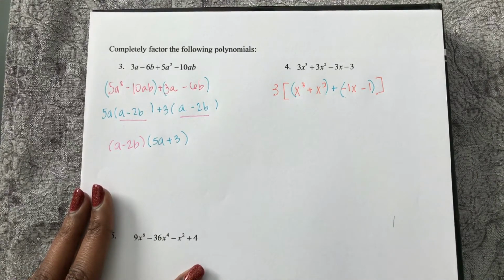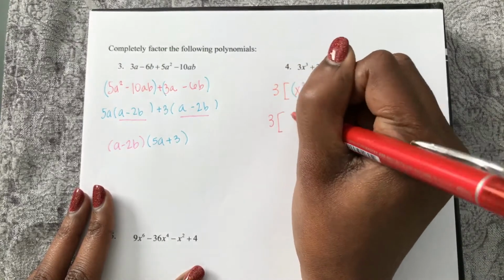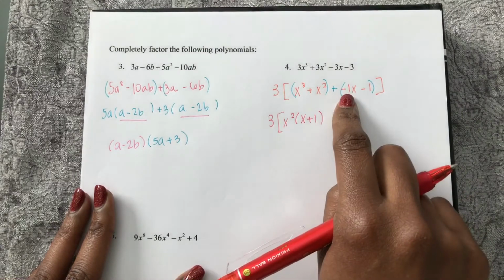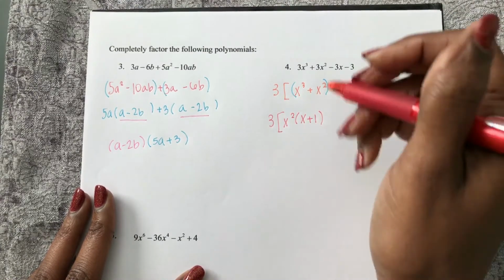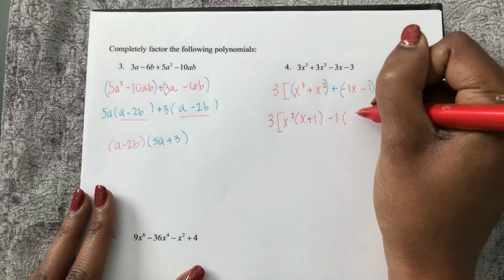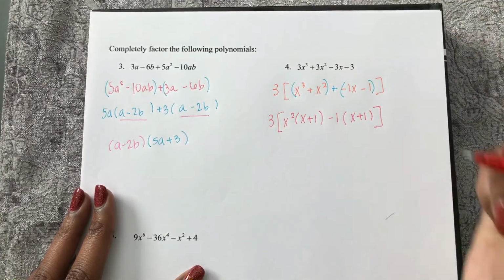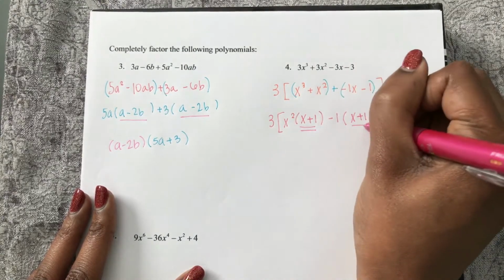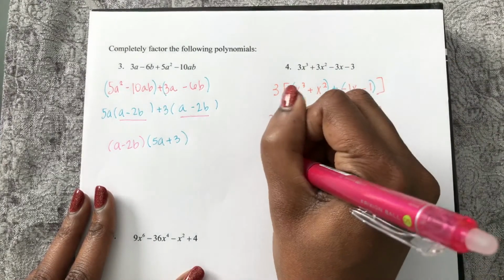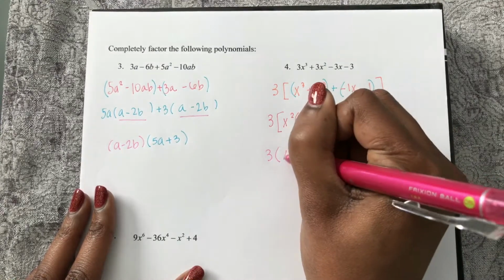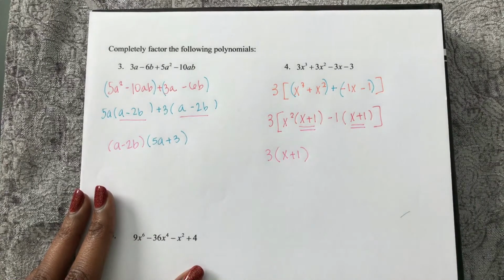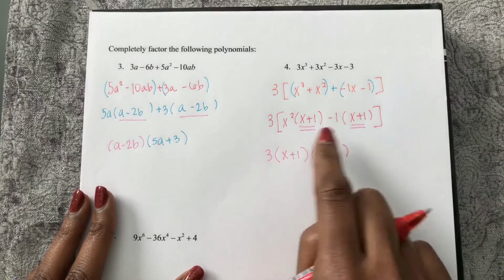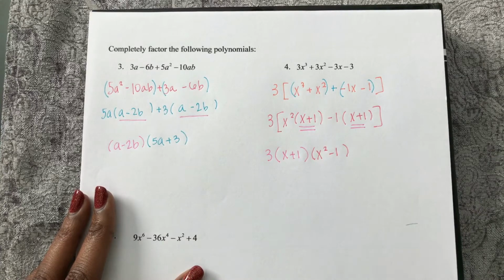So now out of my first group, I can factor out an x squared, and that leaves x plus 1. Here, my leading coefficient is negative, so I factor out a negative 1, and that leaves x plus 1. So now I have a binomial GCF of x plus 1, so don't forget the 3 GCF stays out front. X plus 1 is my GCF, and that leaves x squared minus 1 as the 2 terms left over.